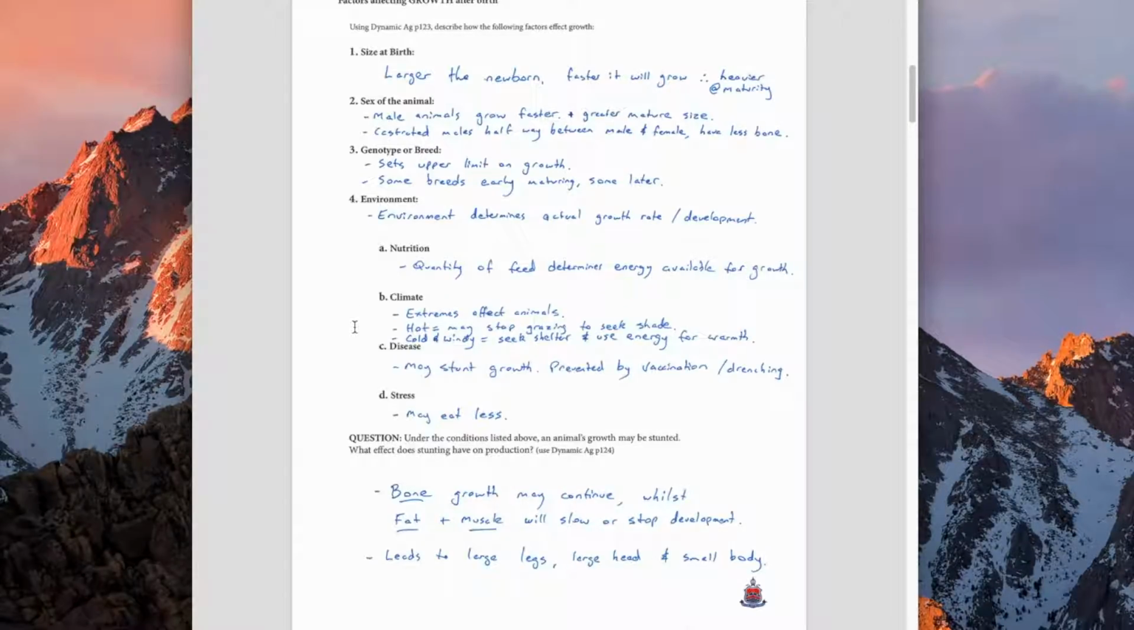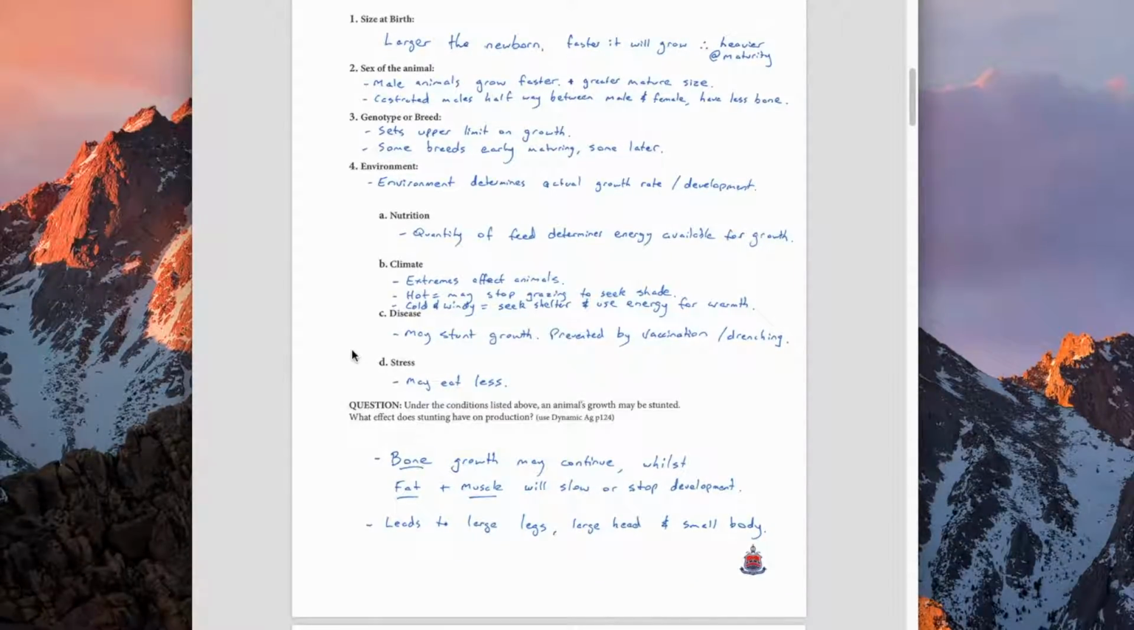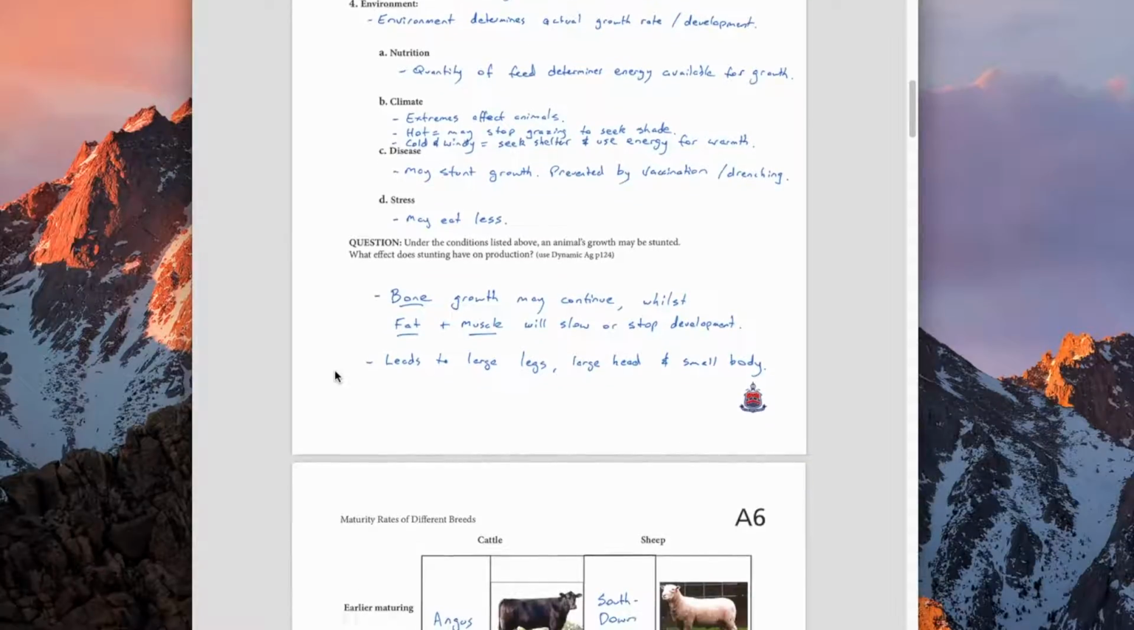Climate, when animals are hot, they tend to stop grazing and seek shade, so they'll put on less weight. When it's cold and windy, they'll seek shelter and use energy for warmth, and so won't put on as much weight either. If they have a disease, their body uses a lot of energy to fight that disease, and the parasite, etc., may actually use energy from the animal, so that can be prevented by vaccination or drenching. And stress also causes an animal to eat less.